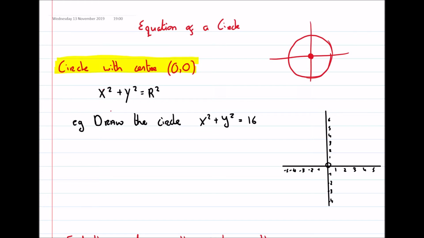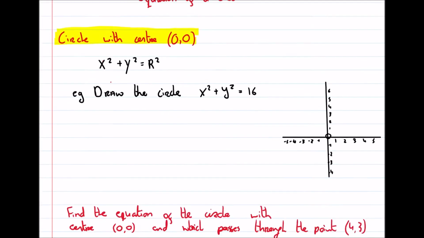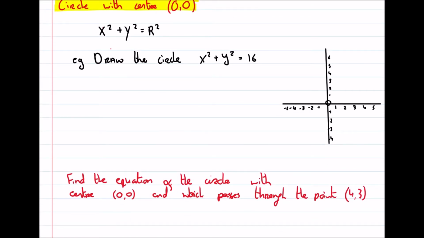So if there's a circle like that with center 0, 0, then this is the way you write the equation: x squared plus y squared equals r squared. For example, this one says draw the circle x squared plus y squared equals 16. Note it's in this form, x squared plus y squared equals r squared.